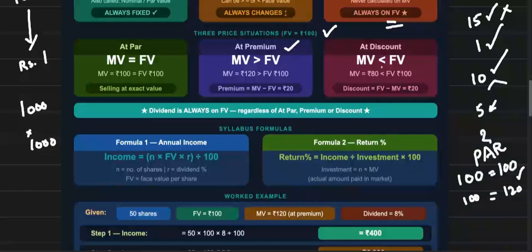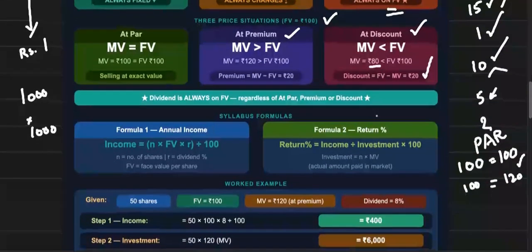Whereas if the market value is lesser than the face value, then we'll say the share is at discount. Okay, the face value is 100, but I am getting it at 80. So it means I am getting a share at discount. Understood? How do you get the discount? Face value minus the market value, you get 20 rupees. This is the discount. Understood? Clear? Got it. Great.